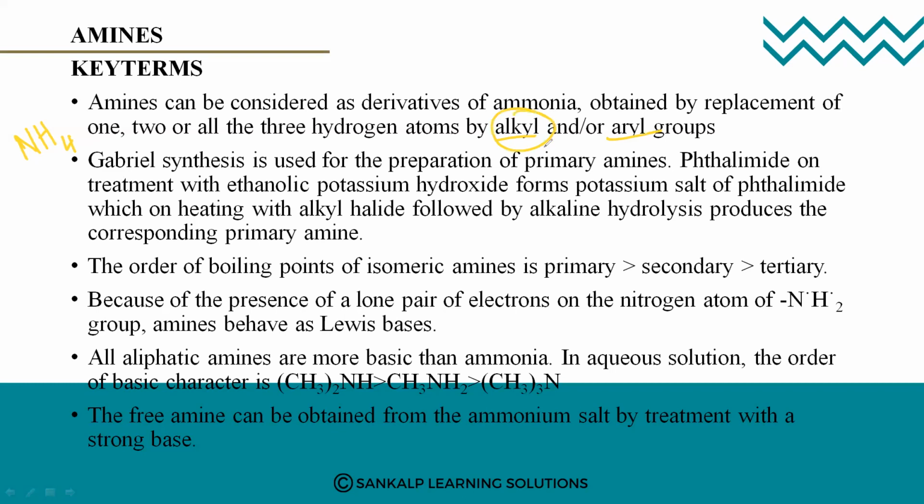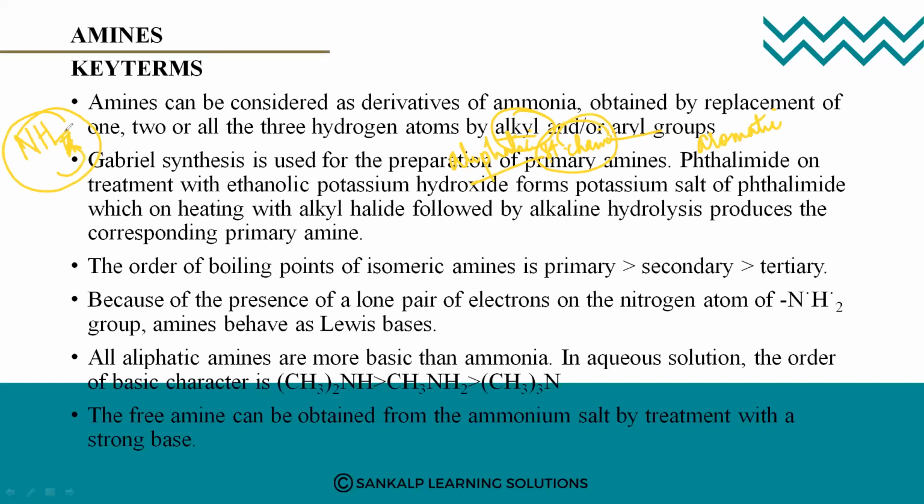Now you know what an alkyl group is and what an aryl group is. An alkyl group is a straight chain aliphatic compound; it can be a straight chain or a branched chain. An aryl group means aromatic compounds. So these are called derivatives of ammonia, wherein you can replace one, two, or all three hydrogen atoms.